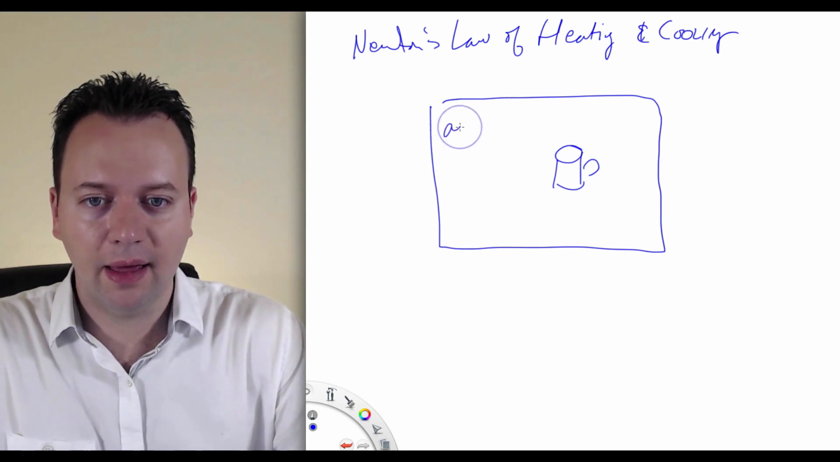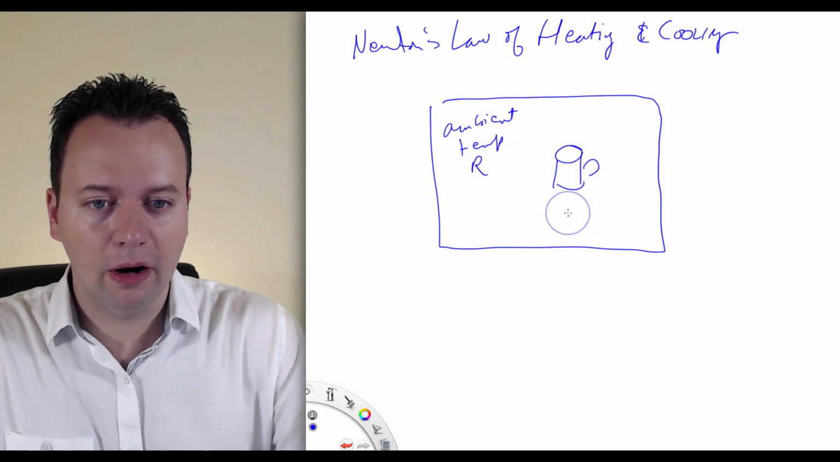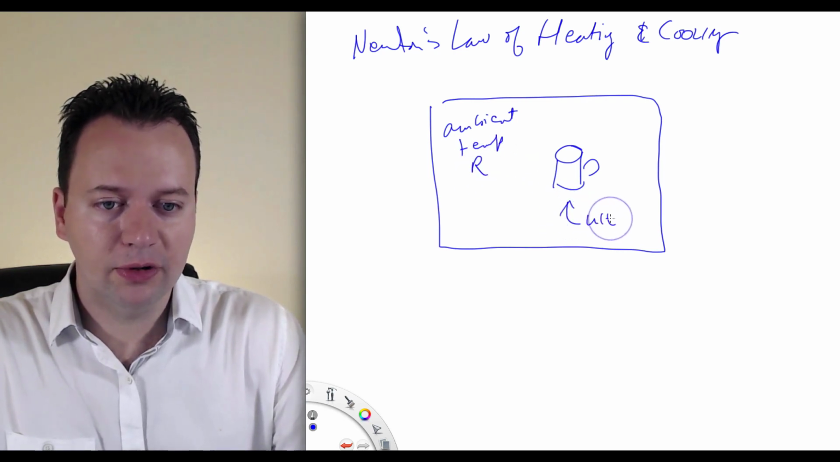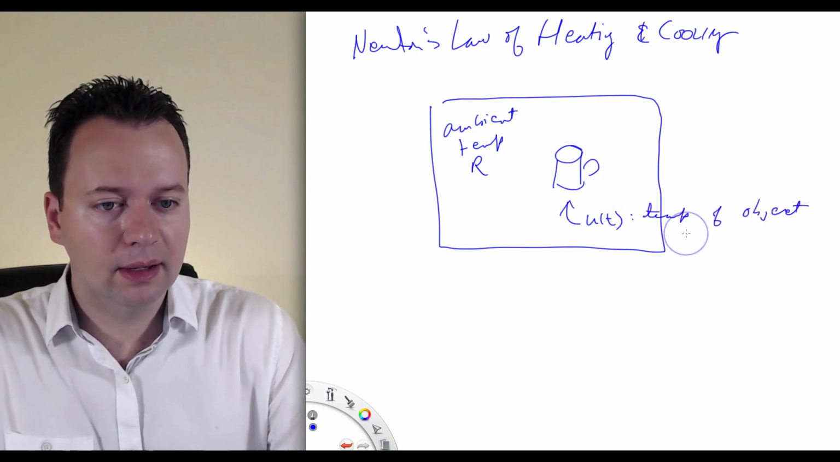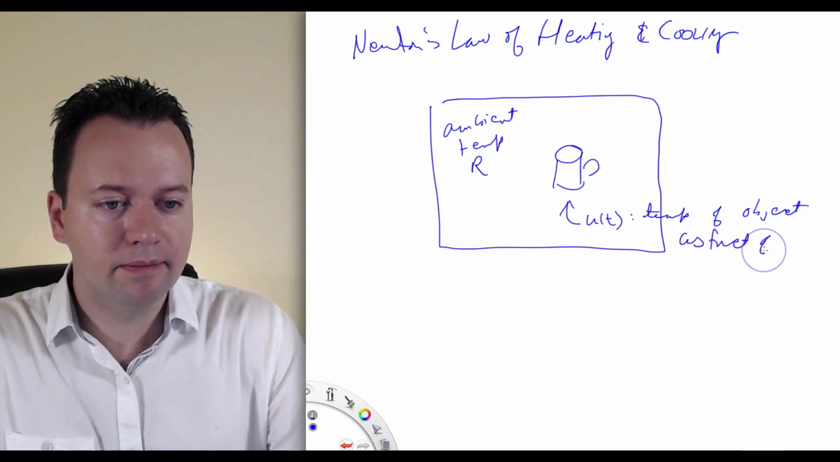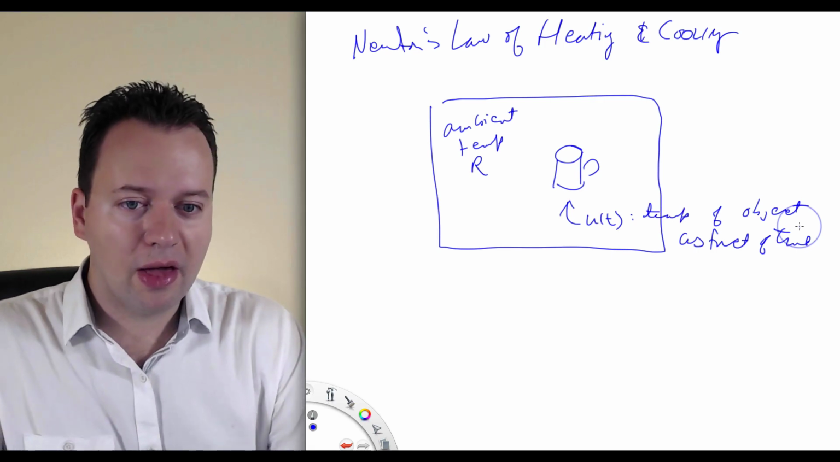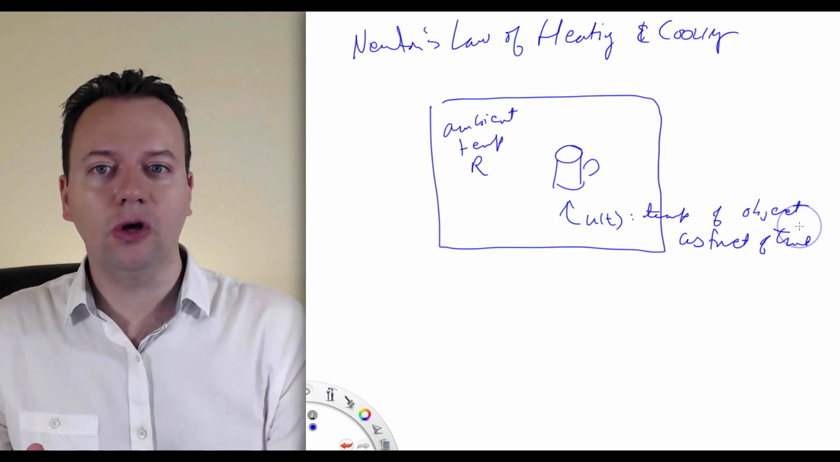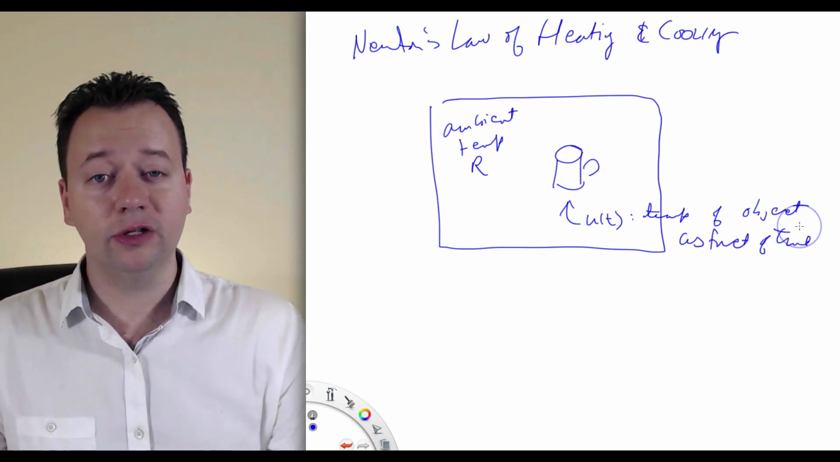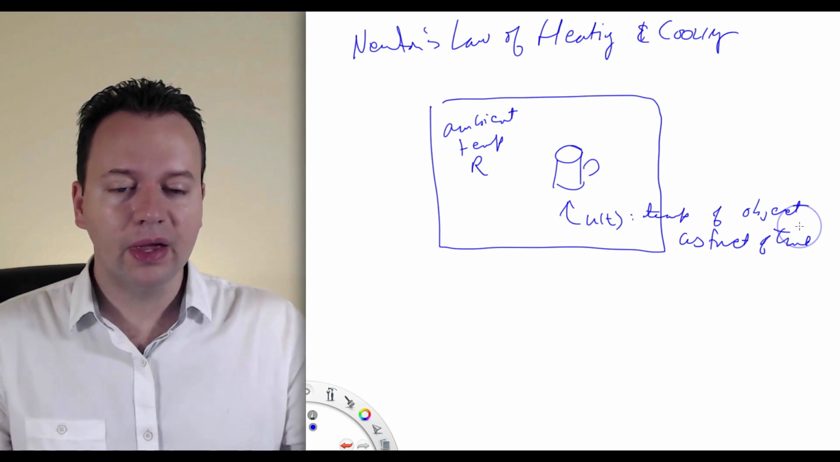So you have an ambient temperature, so you call it R, and then the cup of coffee has the temperature U of t. So this is the temperature of your object as a function of time. So Newton's law of heating and cooling says that the rate of change of the temperature of an object is always proportional to the difference between the temperature of that object and the surrounding room that it's located in.